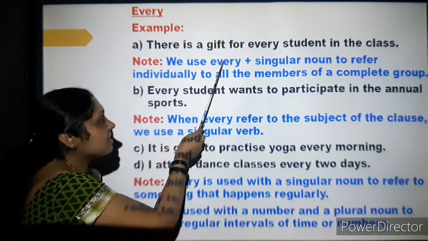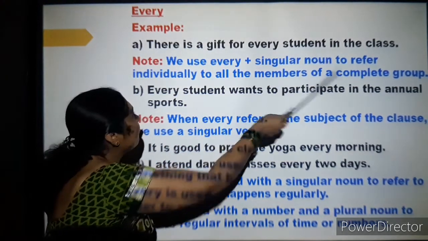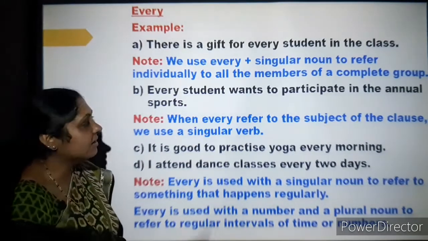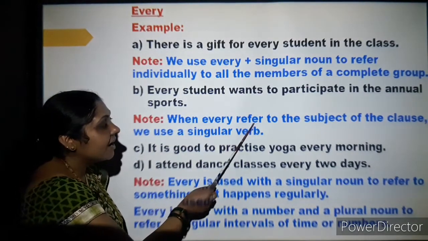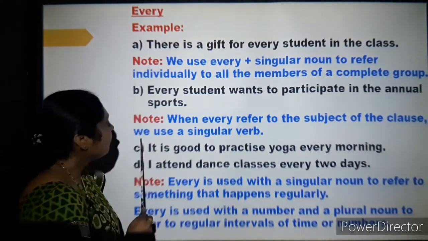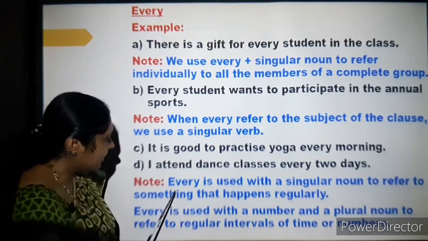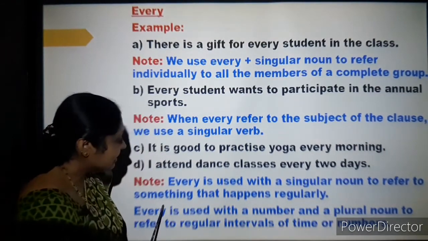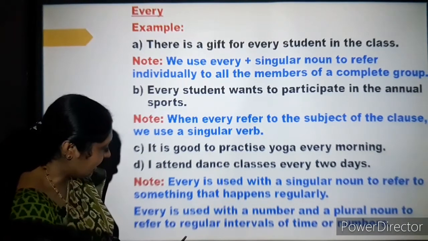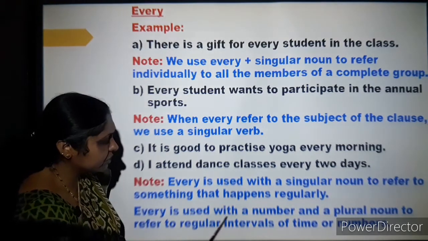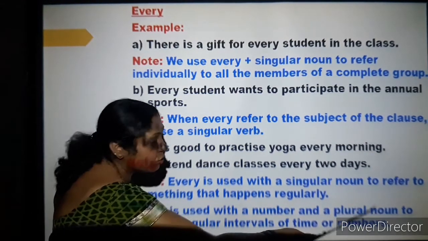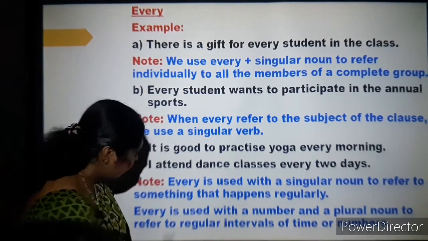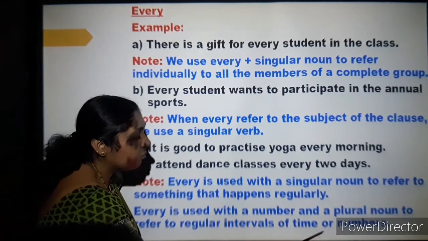One is, we use every plus a singular noun to refer individually to all the members of a complete group. Next one, when every refers to the subject of the clause, we use a singular verb. The next one is, every is used with the singular noun to refer to something that happens regularly. The last one is, every is used with a number and a plural noun. So don't get confused when there is a plural noun, 2 days. Don't get confused there. It is to refer to regular intervals of time or numbers.